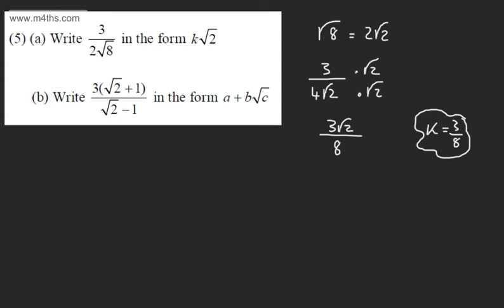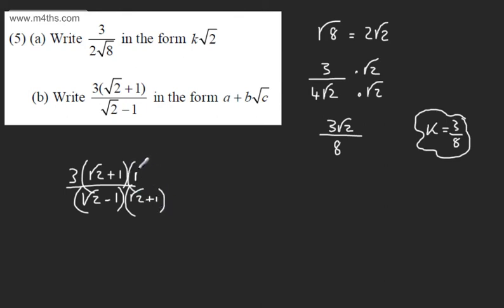Okay, in part B, we need to write 3 lots of the quantity root 2 plus 1 over the quantity root 2 minus 1 in the form a plus b root c. We need to rationalise the denominator. I'm going to have 3, then root 2 plus 1, and in the denominator root 2 minus 1. I need to multiply the numerator and the denominator by root 2 plus 1.